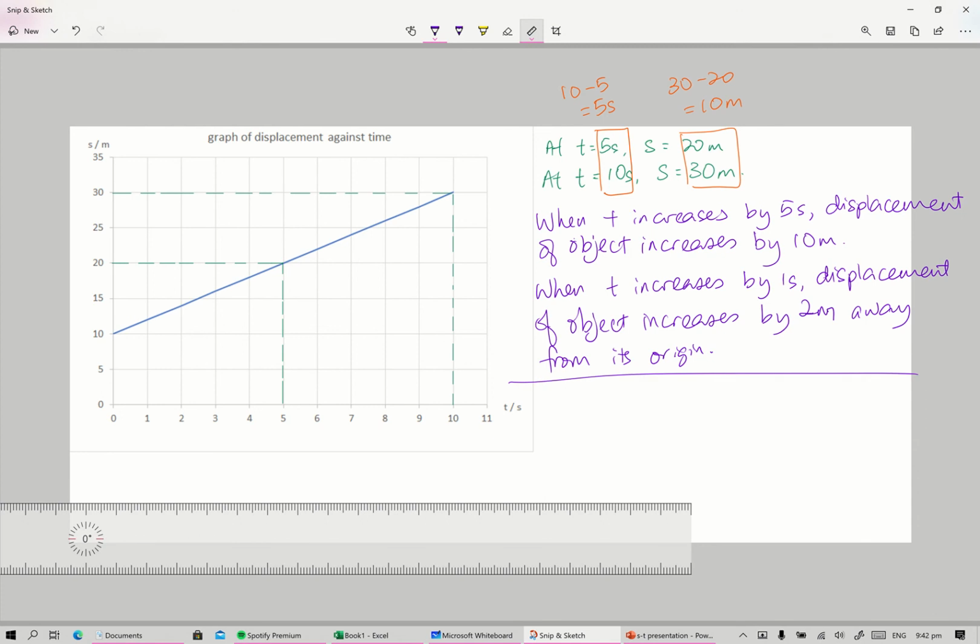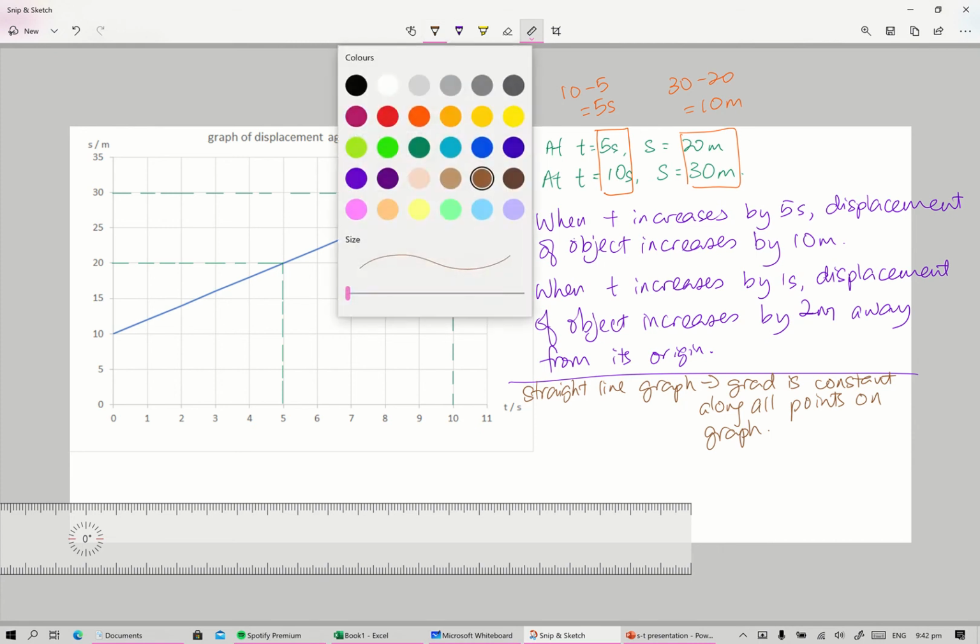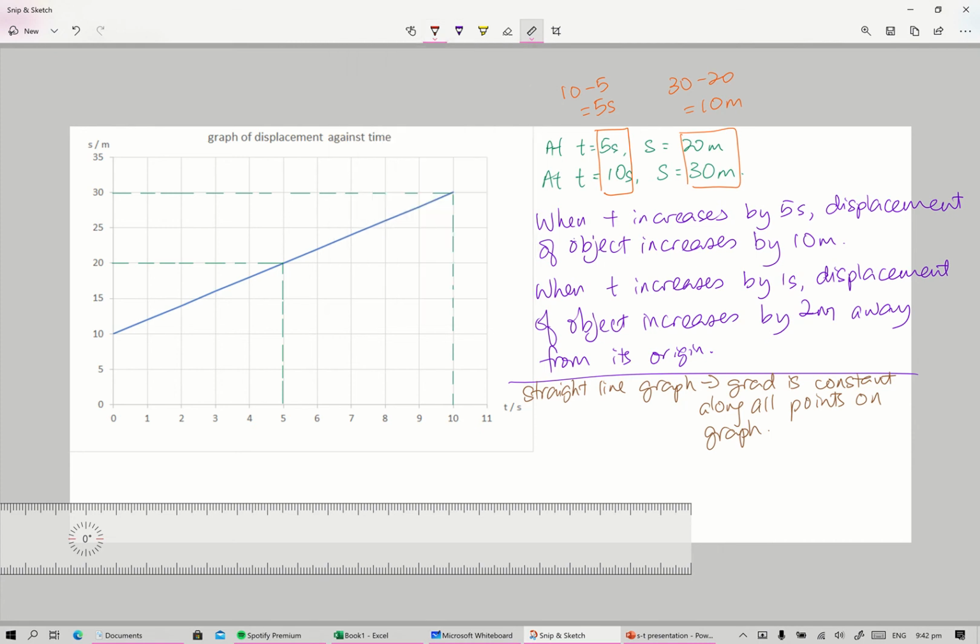Now, note that we are dealing with a straight line graph. And in a straight line graph, we do know that the gradient is constant along all points on the graph, as long as it's along the same straight line. And I can just show you a quick one.